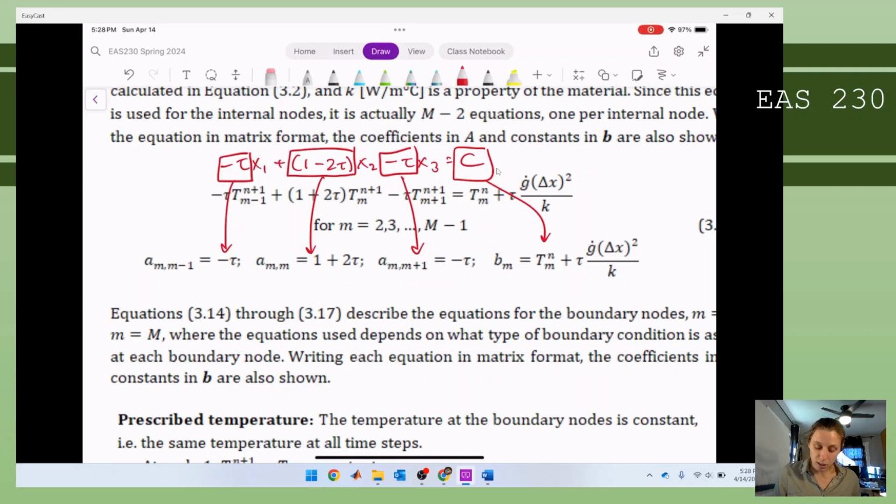So this is x1, x2, x3. If I wrote this equation again, it might look like tau x1 plus 1 minus 2 tau x2, minus tau x3, equals C. So once again, keep in mind, where do we store these numbers? What unknowns are they going to be, or what equation do they correspond to? Which unknown do they correspond to?